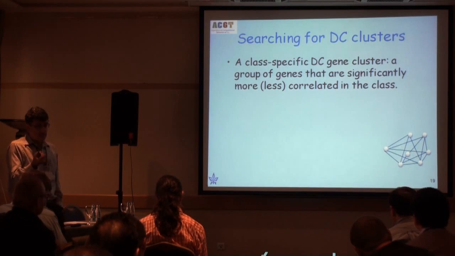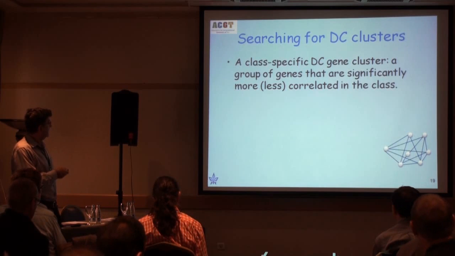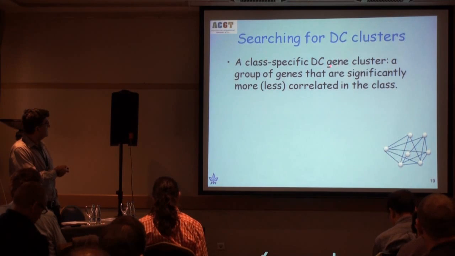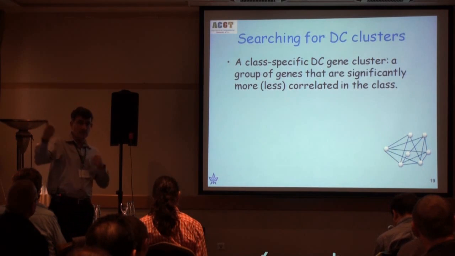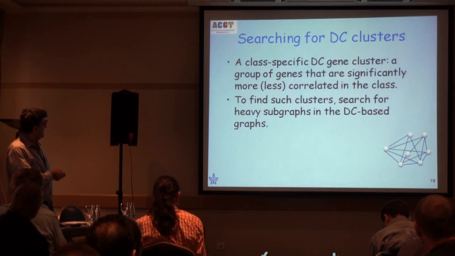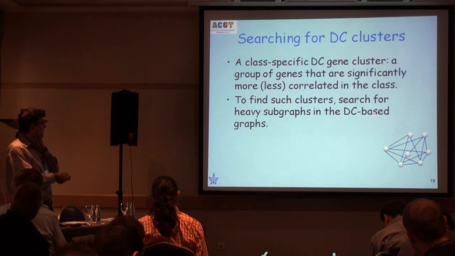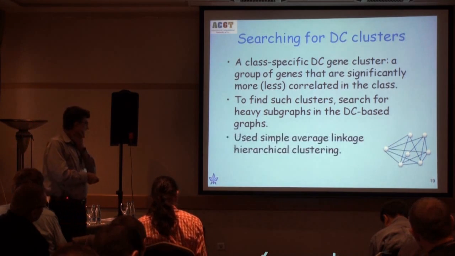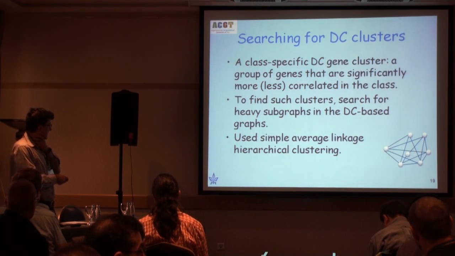So the clusters will be class specific. Now we look at one class, and we want these genes to be significantly more correlated in the class than in the rest, or less correlated. We'll distinguish between the up and down differential correlation. This will be done by looking for heavy subgraphs in the overall graph. And in practice, we used a simple average linkage hierarchical clustering to do this.